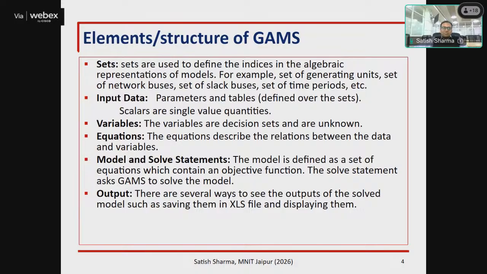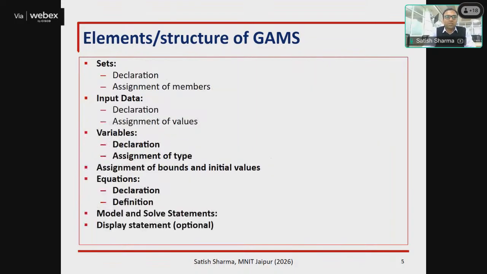And we can solve the different models altogether in GAMS. Then the output: there are several ways to see the output. We can export it to our xls files and display them. All the data can be exported to the Excel file. It can be displayed there as well. So these are the five or six elements which we have to define in a GAMS model. With the help of these, we can define it.